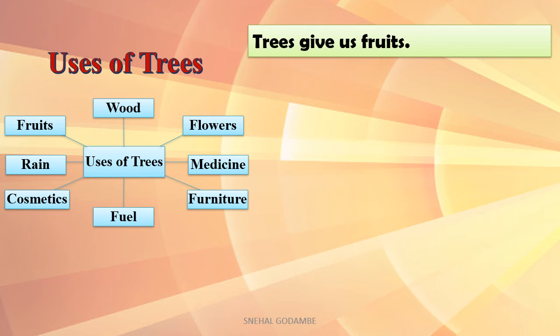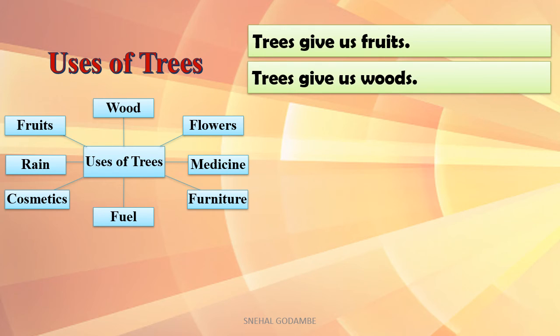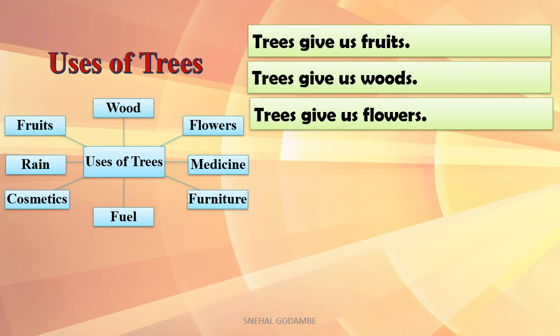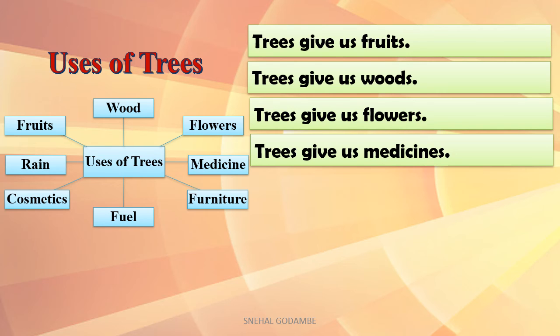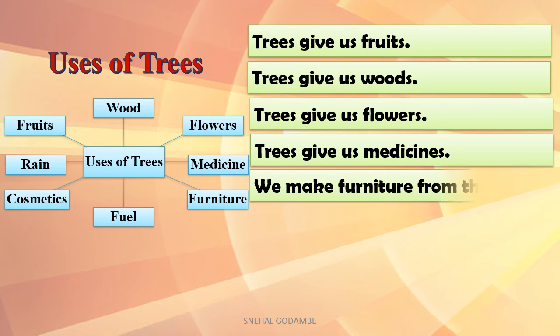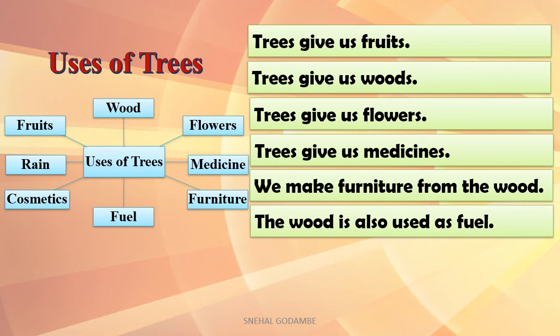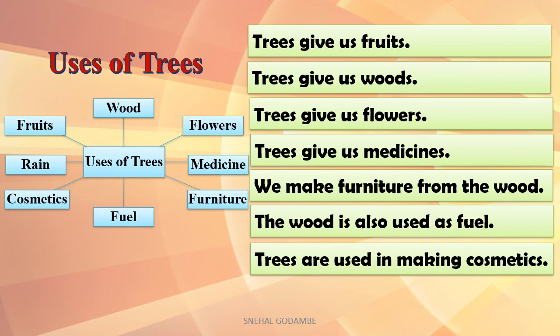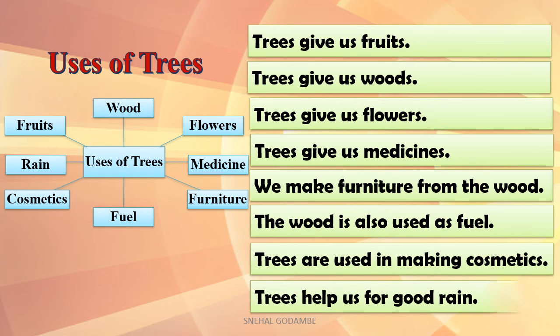Trees give us fruits. Then comes the wood. Trees give us wood. Then flowers. Trees give us flowers. Then medicine. Trees give us medicines. Furniture. We make furniture from the wood. Then comes the fuel. The wood is also used as fuel. Cosmetics. Trees are used in making cosmetics.